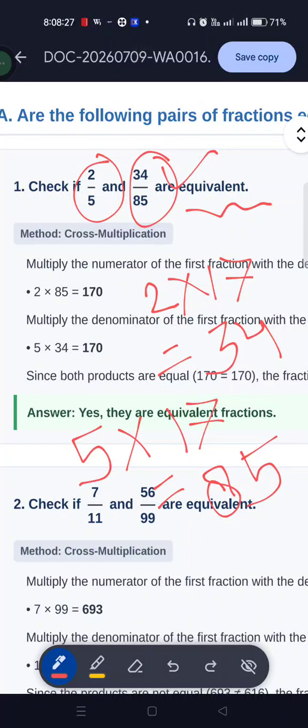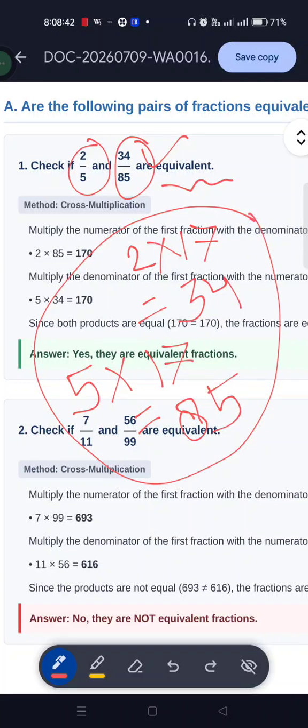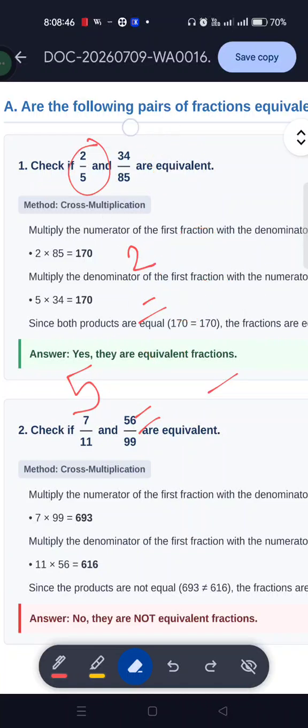I hope that you have understood it. So in the answer you will write here: yes, they are equivalent fractions, and the reason is what I have given you. So we will now move on to the next question. We will erase this first.